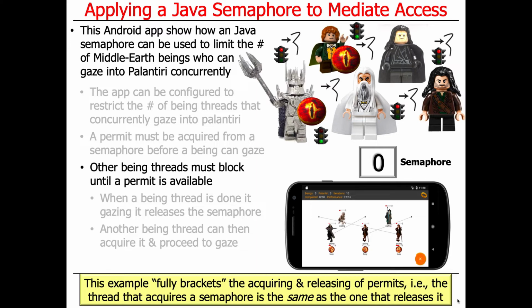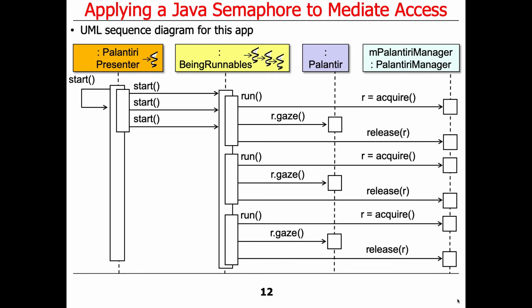This particular example shows fully bracketing of acquisition and release of semaphores. The thread or the being that acquires the semaphore must be the one to release it. Here's another view of this. This is more of what's called a UML sequence diagram view, where we show the Palantir manager, a given Palantir, all of our being runnables, and the GUI over here.